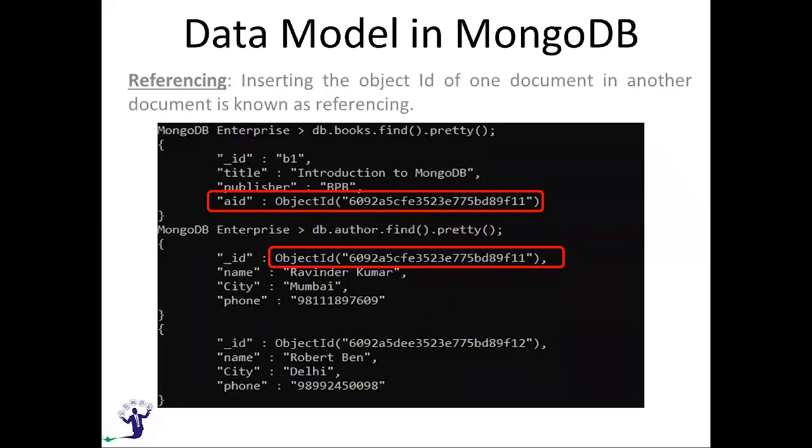Then comes something known as referencing. Inserting the object ID of one document in another is known as referencing. Now, instead of putting a document into another document and doing the embedding, we are putting a reference of another document over here.